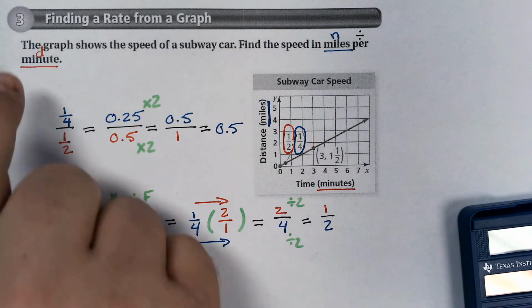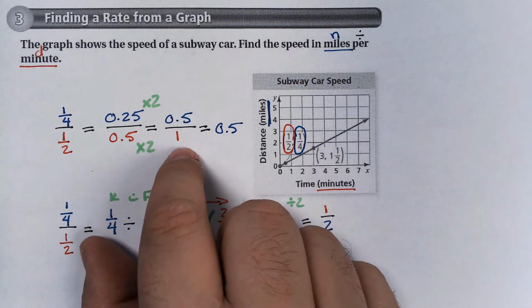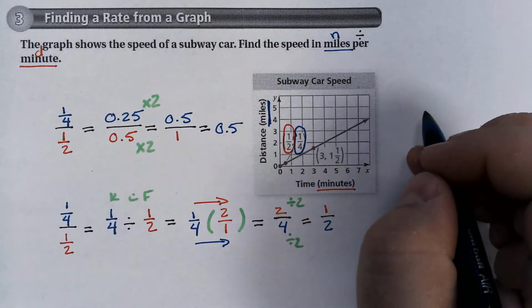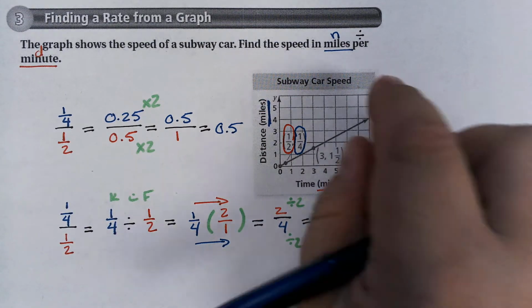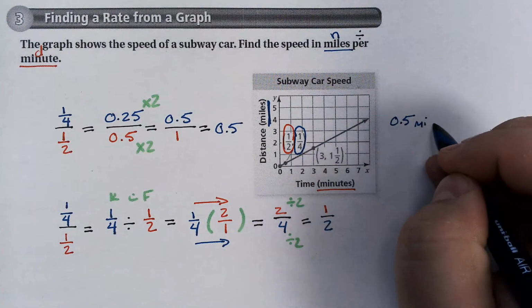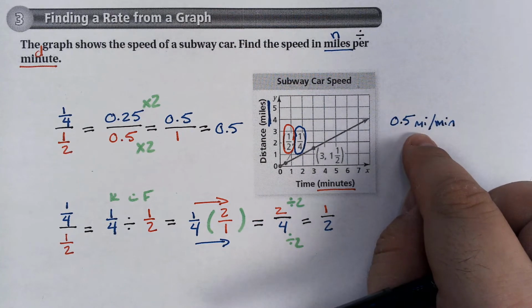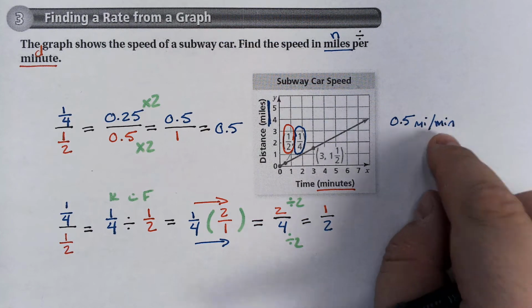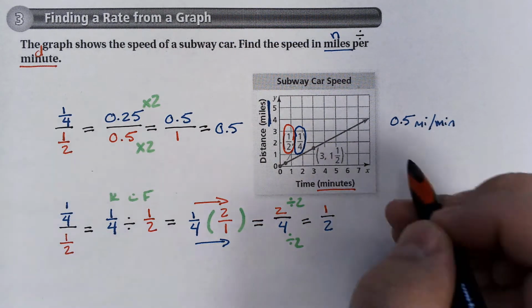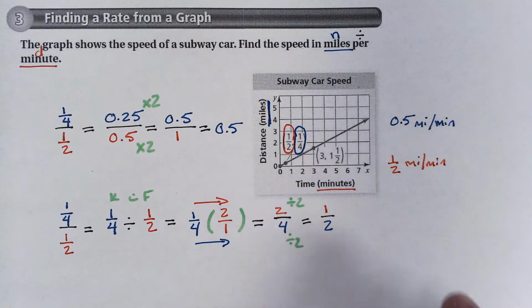Now the thing is, it says find the speed per minute. Now per is a rate, which means we need a fraction. Kind of. Again, that's why I wanted to stop here. Our answer to this question is either 0.5 miles, and we just rewrite this little statement here, miles per minute, and those are abbreviations. MI is the abbreviation for miles, MIN is the abbreviation for minute, or we can say 1/2 miles per minute, depending on how we solved it, and we should be correct.